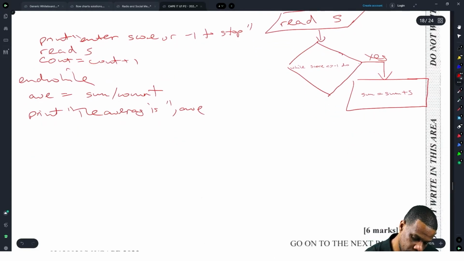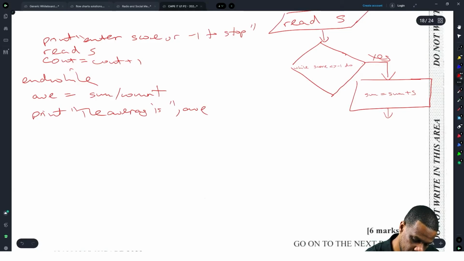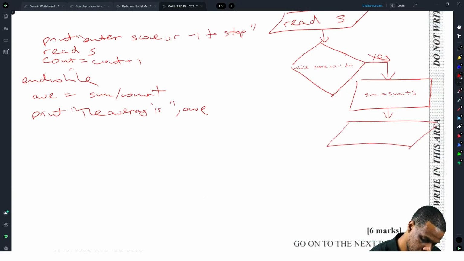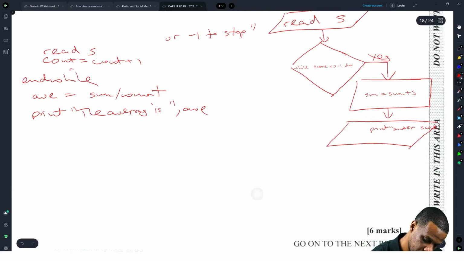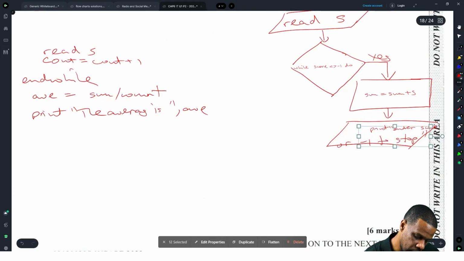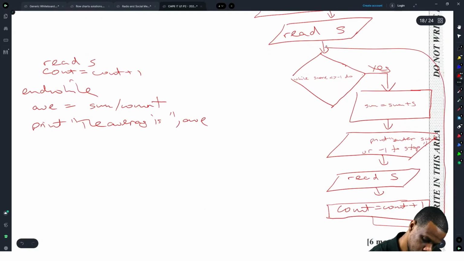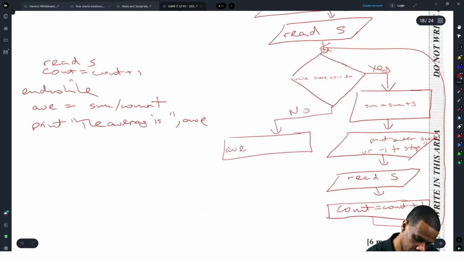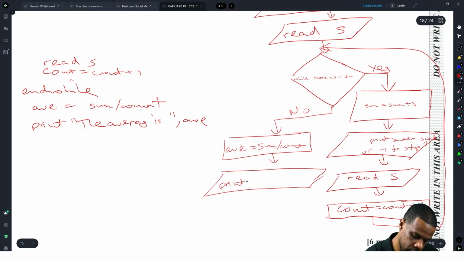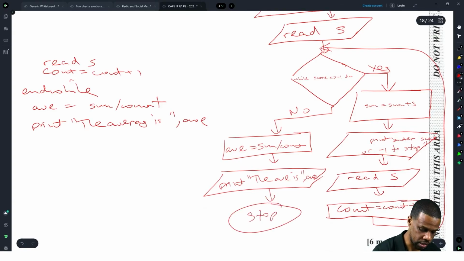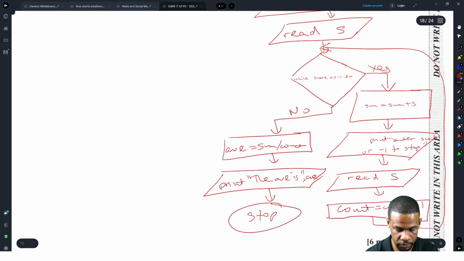And then we have to print some stuff, which is the same thing that we did before. So out of our parallelogram, go back: print enter score or minus one to stop. Same thing. Now we have to read s, and then count is equal to count plus one, which would be a rectangle. From here, we loop back up to the decision. Our next branch, for no, we say average is equal to sum divided by count, and then we print the average. And then you stop here. That's actually a lot for 6 marks, but if you were able to go straight to the flowchart, good for you.